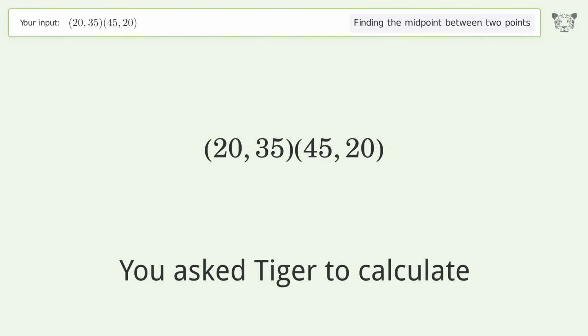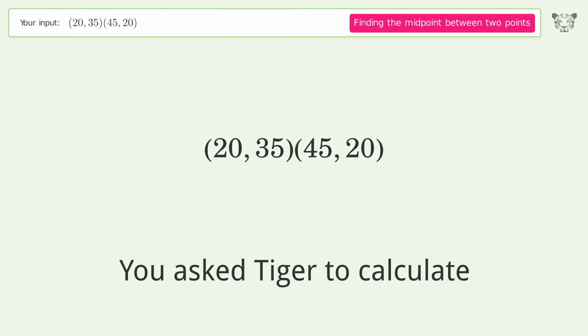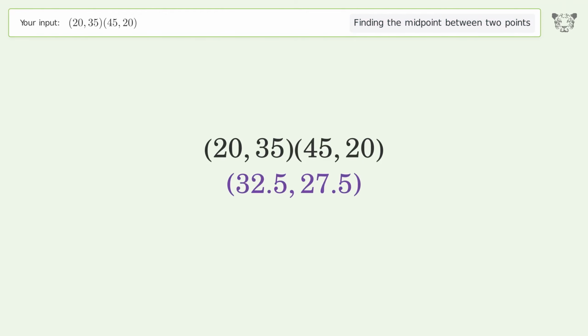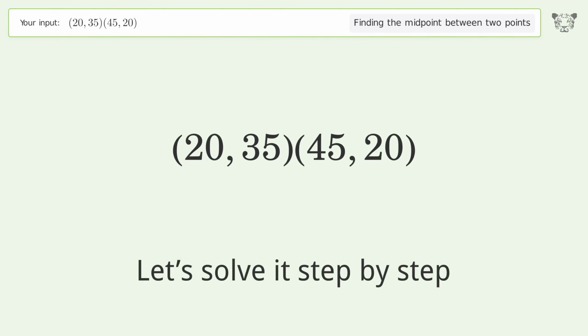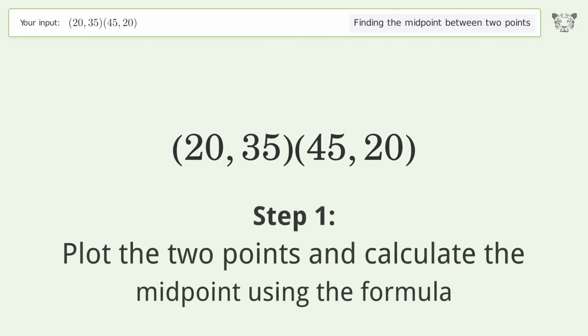You ask Tiger to calculate. This deals with finding the midpoint between 2 points. The midpoint between the 2 points is 32.5, 27.5. Let's solve it step by step. Plot the 2 points and calculate the midpoint using the formula.